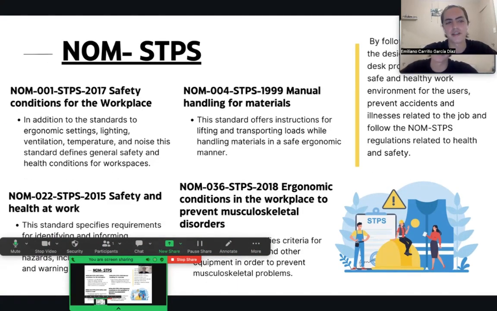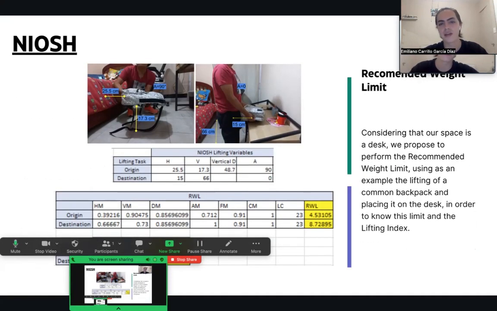Here we have some of the basic safety conditions and handling norms that must be followed. This basically talks about how certain aspects must be followed regarding, for example, standards of ergonomic settings that are comfortable for the user, lighting, ventilation, temperature, noise standards, and such. So it is very important to keep this in mind, because these are kind of the guide to develop a product, right? Here we have another basic analysis in which we take into consideration the human capabilities for the weight limit. So it is just another aspect of taking care of the user.